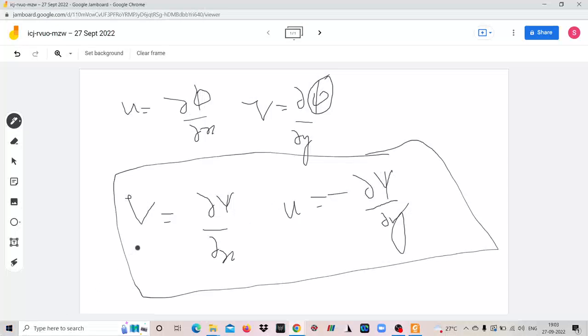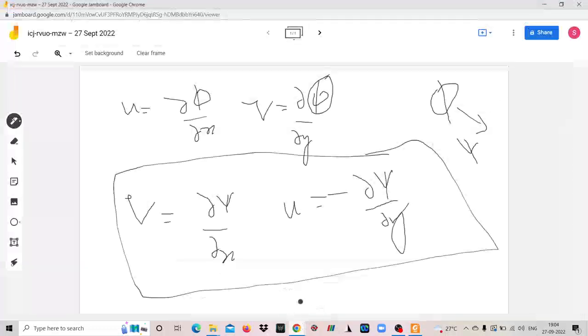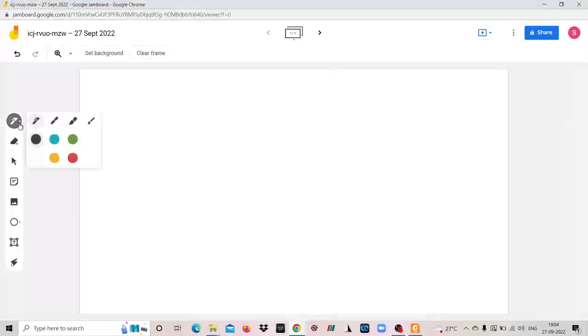Now, in the given problem, for different flow situations, the values of phi are given to you, and from the values of phi, you need to find the values of psi. So let us take the first problem, problem 1, that is phi is equal to 3xy. Phi is equal to 3xy.